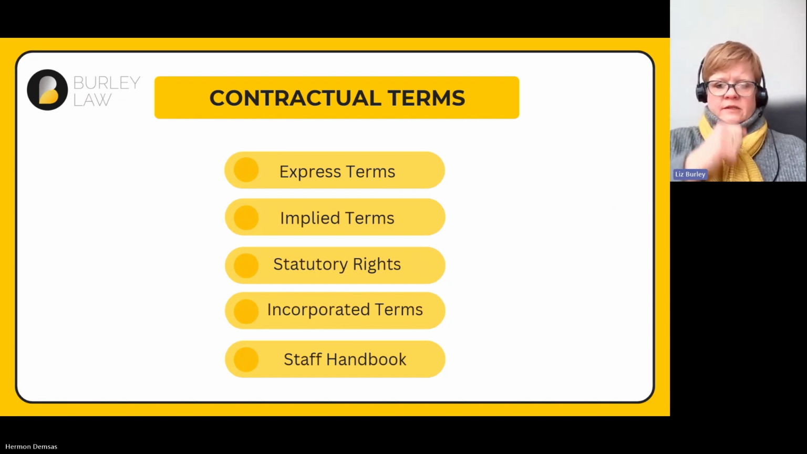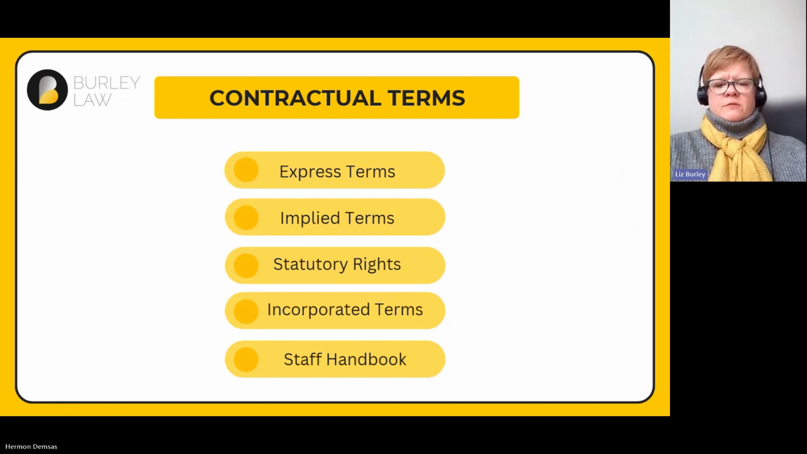And a breach of the ACAS code by employer or employee can be penalised by up to 25% increase in damages that are awarded by the tribunal if they're awarded against the employer, or a reduction of 25% against the employee of any damages they receive through the employment tribunal system. So quite an important factor there, even though it's not strictly speaking an implied term.